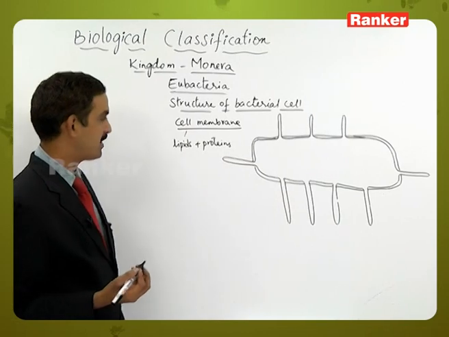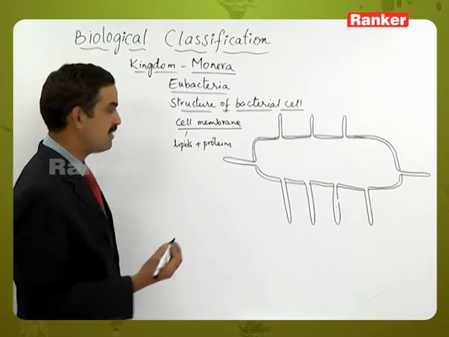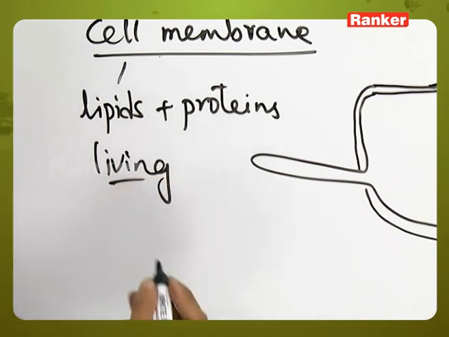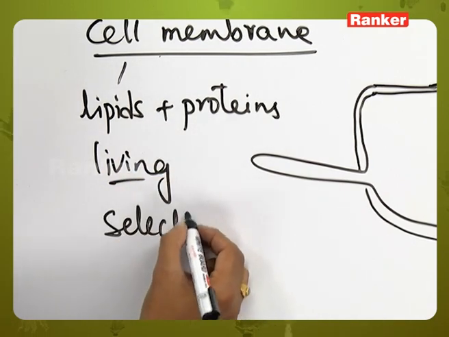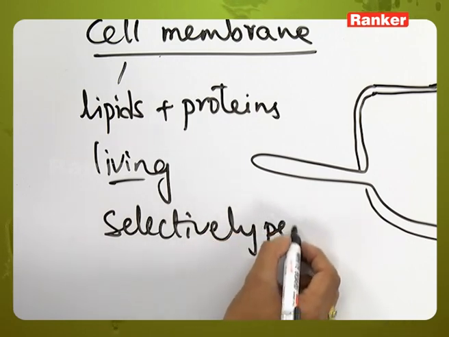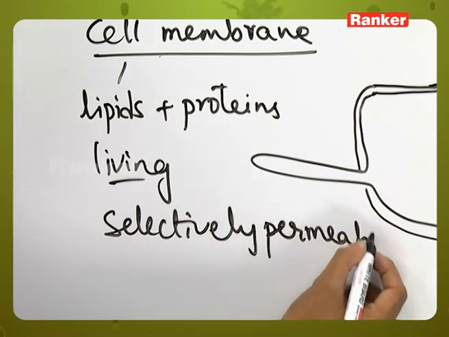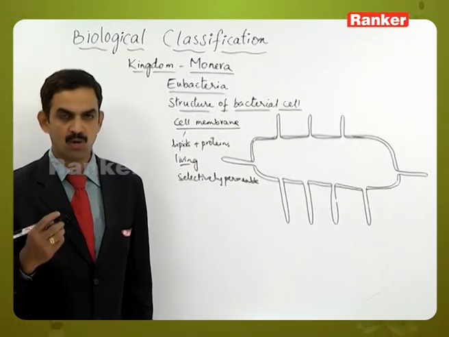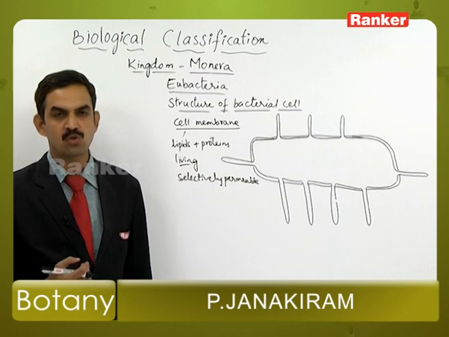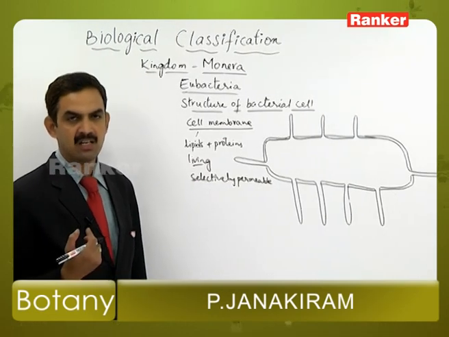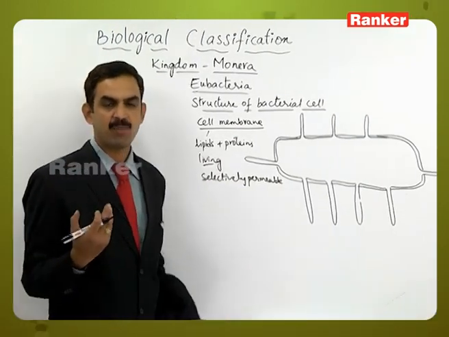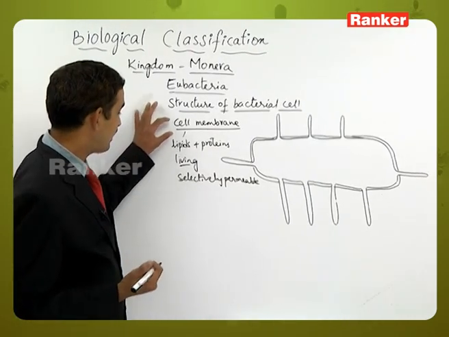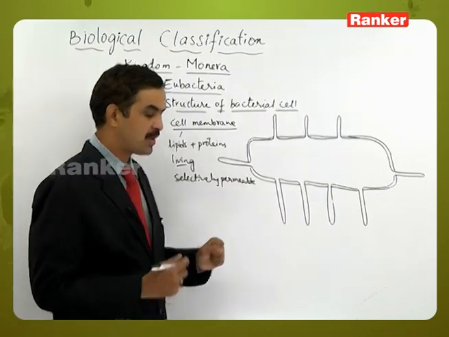The cell membrane is made up of lipids and proteins, which is considered to be the living limit or living membrane, and which has the selectively permeable property. What we mean by the selective permeable property is that it will allow only a few solute molecules into the cell, and that is how it selects only particular solutes which are useful for the cell. Apart from this structure, the cell membrane has some special structures.